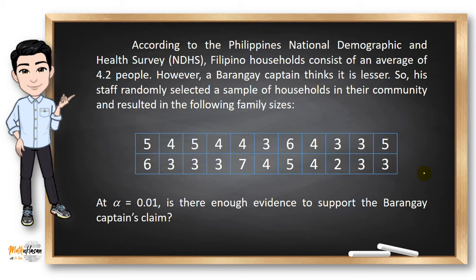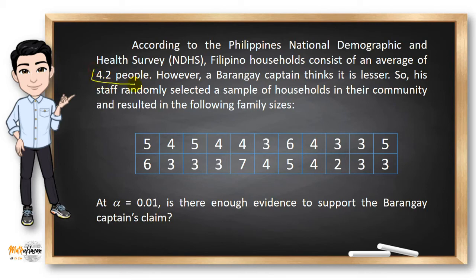According to NDHS, Filipino households consist of an average of 4.2 people. However, a barangay captain thinks it is lesser. So his staff randomly selected a sample of households in their community and got the following family sizes. At alpha level 0.01, is there enough evidence to support the barangay captain's claim?